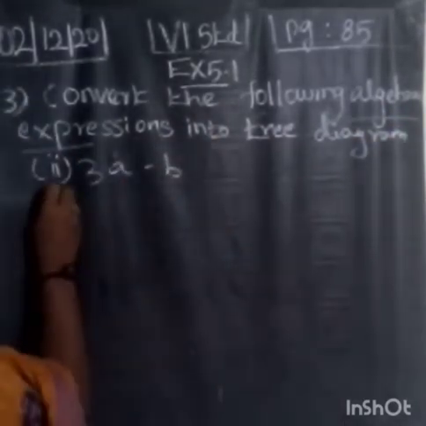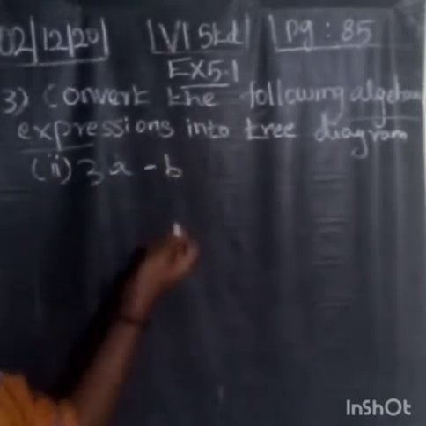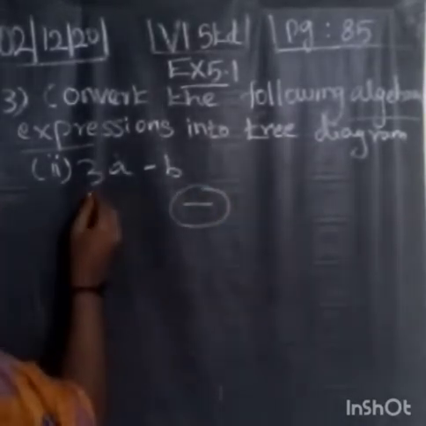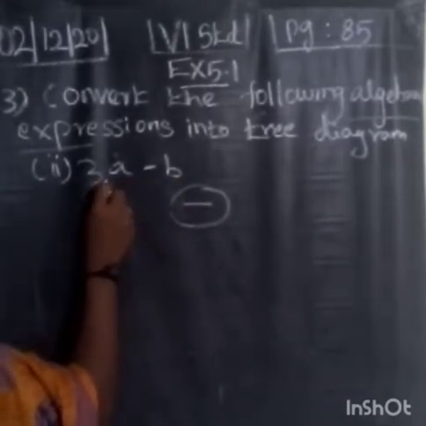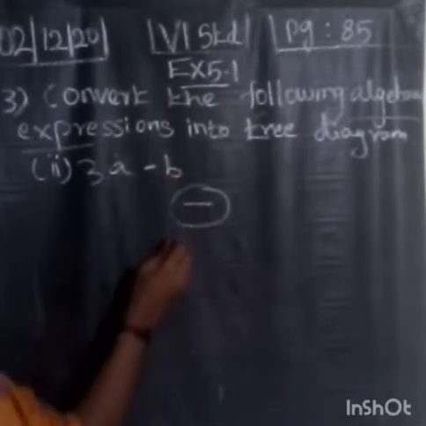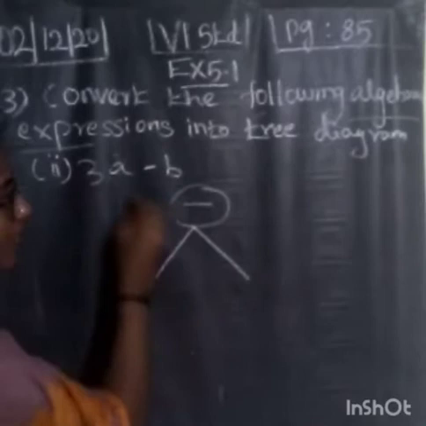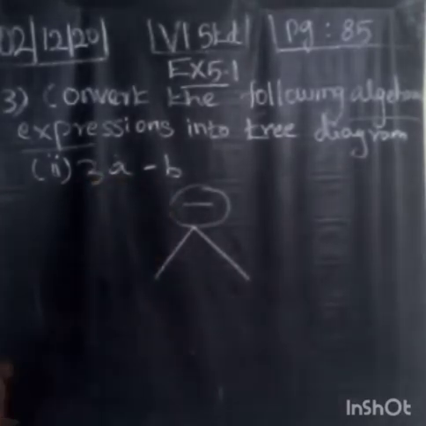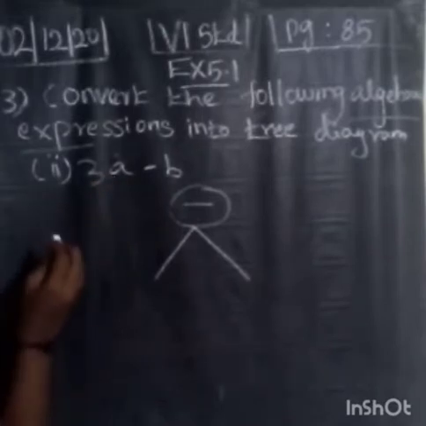Okay, so the expression is 3a minus b. Here the operation is subtraction. First subtraction, and there are two expressions, that is 3a and b, so there are two branches. In 3a, it is 3 times a, so the operation is multiplication. 3 multiplied by a equals 3a.